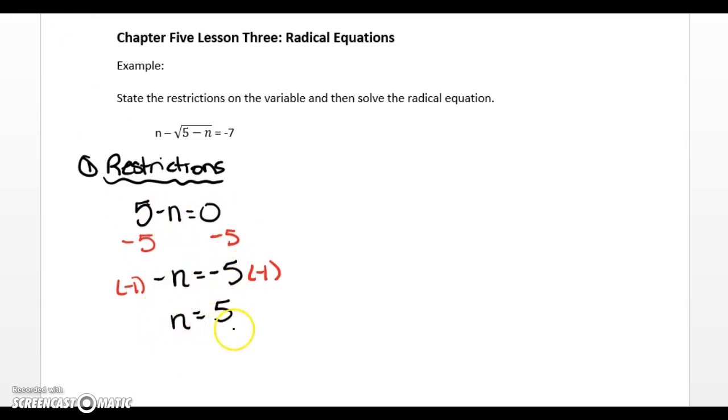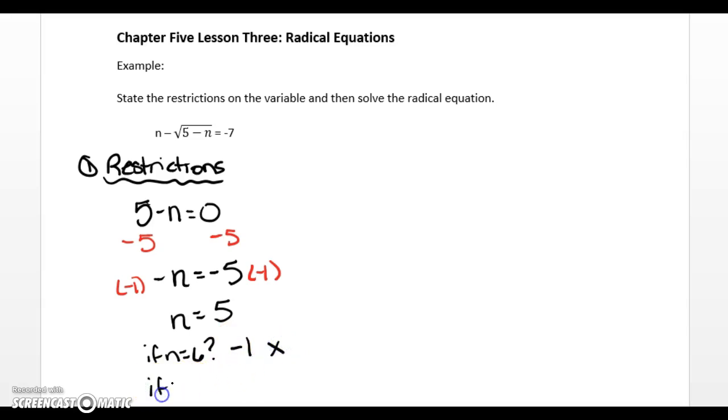So at this point here, n at 5 is going to make your radicand 0. So you want to ask yourself, well, what happens if n is maybe 6? What happens if we go higher? What happens if we go lower? Say if n was 6, we go 5 minus 6. That would give you -1 as your answer. So we can't go higher than 5.